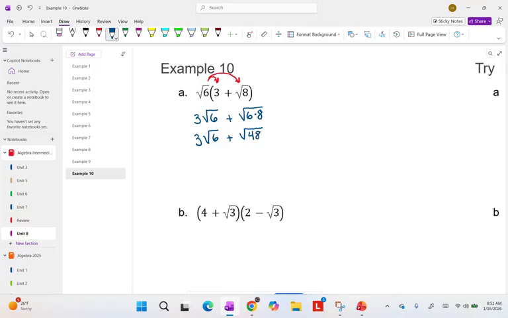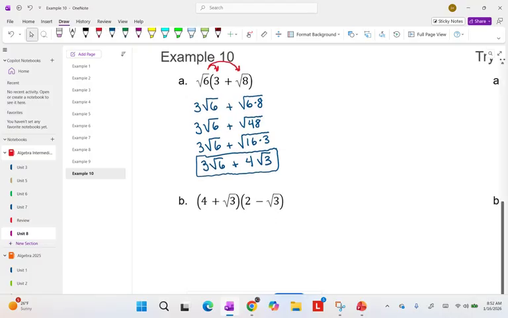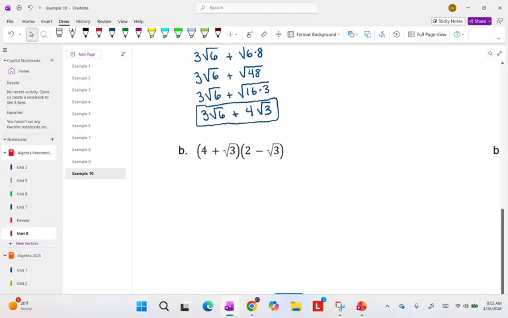Okay, and then we ask ourselves, are there any factors of 48 that are perfect squares? And there are. 16 times 3 is 48. So we have 3 square root of 6 plus the square root of 16 is 4 square root of 3. And those are not the same radicands, and so we cannot combine them. So this will be our final answer.